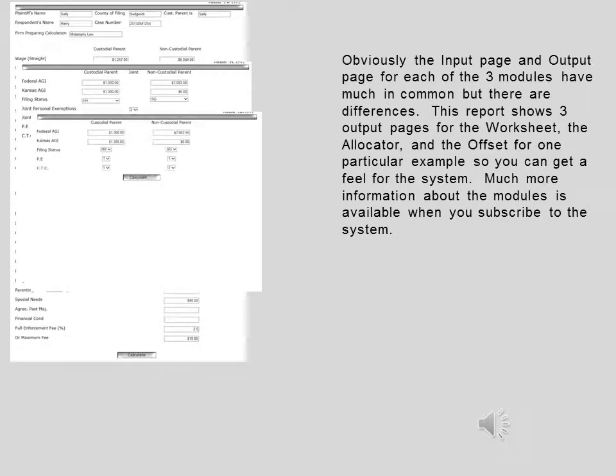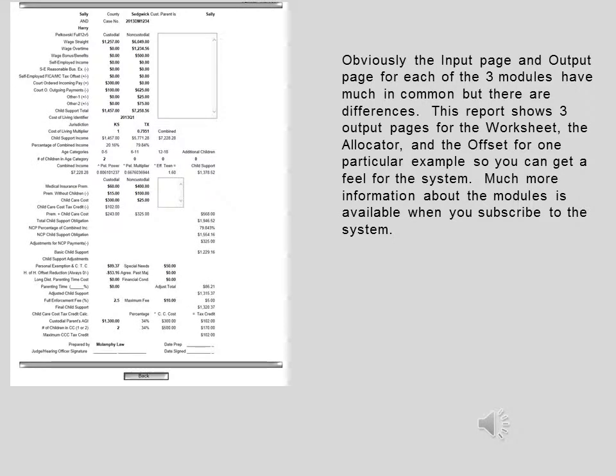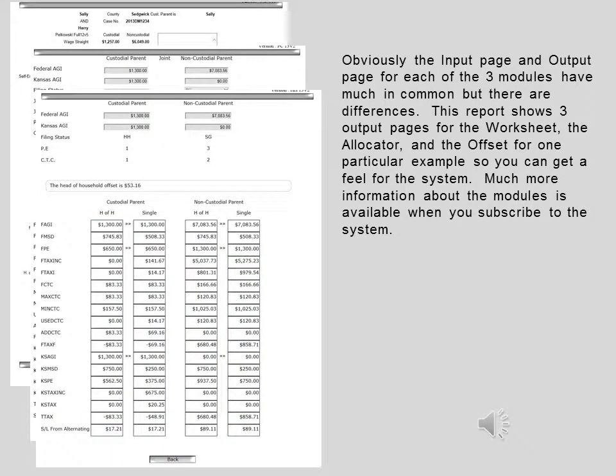Obviously, the input page and output page for each of the 3 modules have much in common, but there are differences. This report shows 3 output pages for the worksheet, the allocator, and the offset for one particular example, so you can get a feel for the system. Much more information about the modules is available when you subscribe to the system.